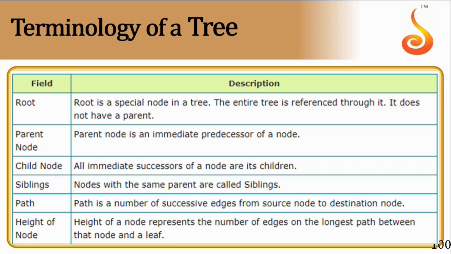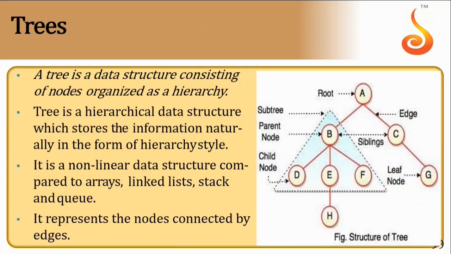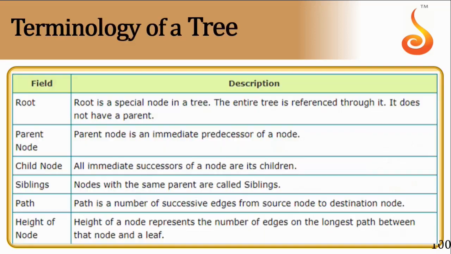So what is a child node? A successor of a parent node is called a child node. Successor is after, right? Your successor is who will take over the charge from you. Predecessor is from whom you have taken over. That is, B is the predecessor and D is the successor. So B is the parent node and D is the child node.